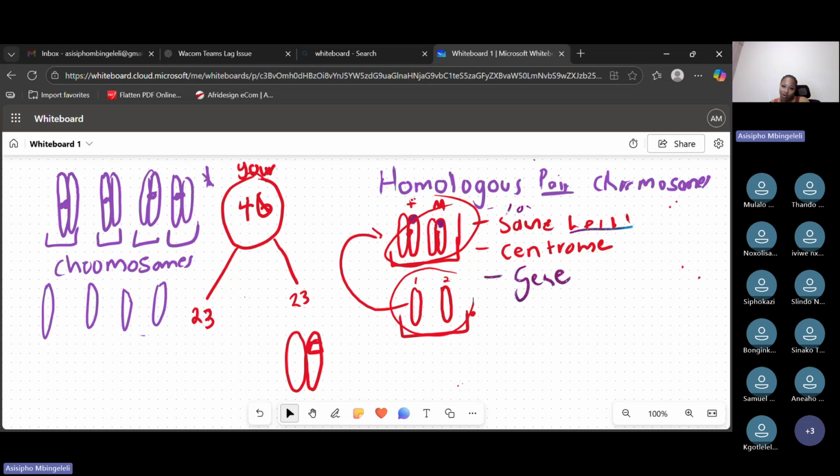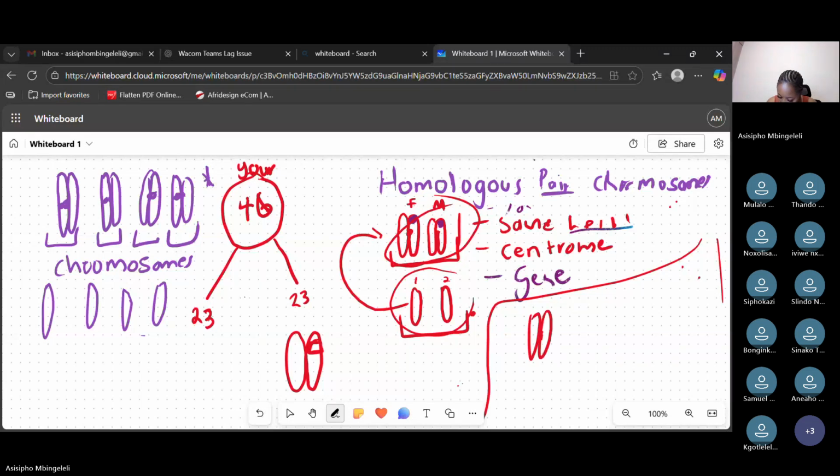All right. I'm going to do something. Let's see if I can erase a little bit or maybe use the space. Okay. My chromosome shapes are just too hectic.